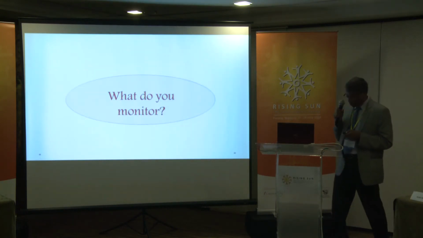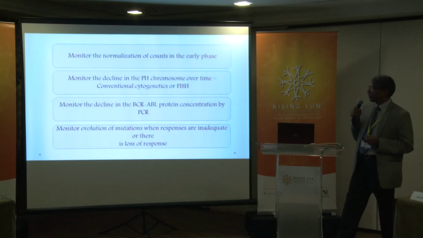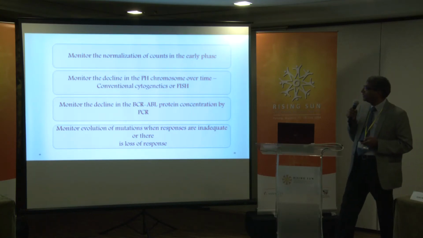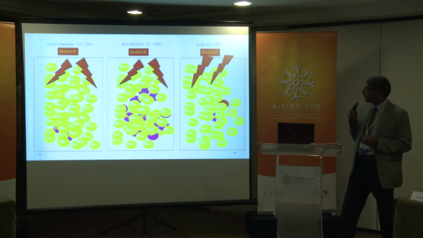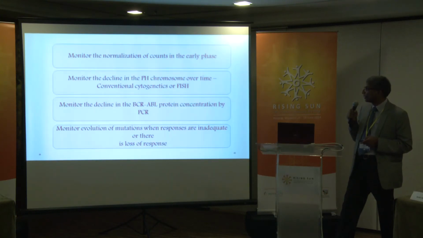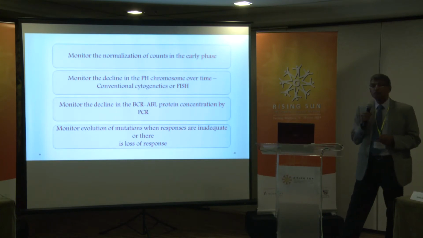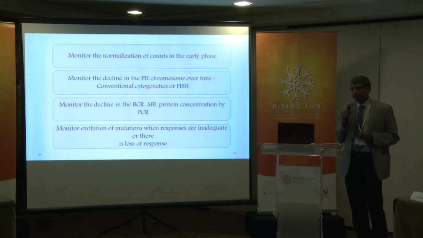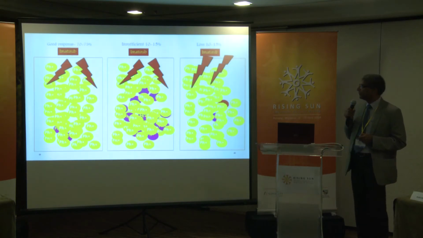So what do you monitor? You monitor the normalization of the count. That is the first thing you monitor. You monitor the extent of the decline of the Philadelphia chromosome by bone marrow analysis. Then you monitor the decline of the BCR-ABL protein in real time, and you also monitor evolution of mutations when there is loss of response at some point of time.